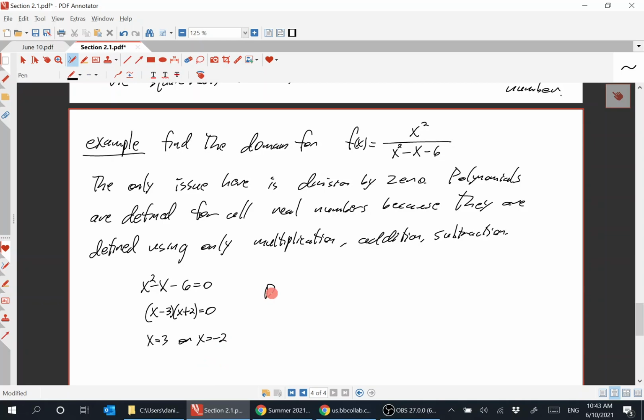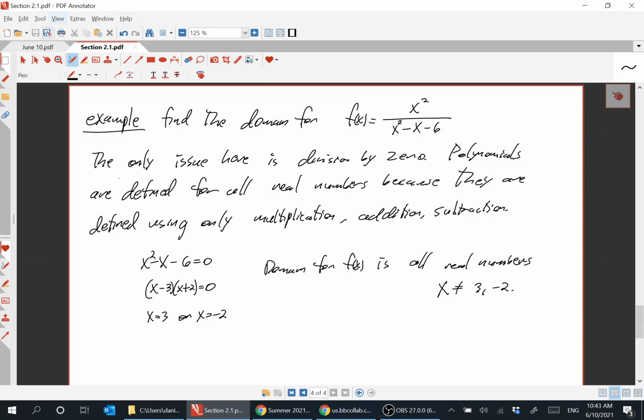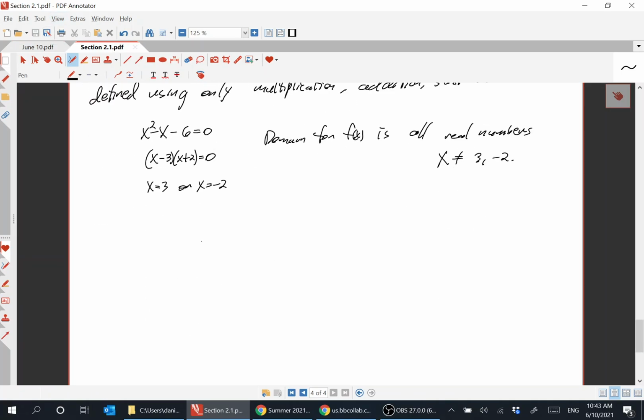Right, so the domain for f of x is all real numbers x not equal to 3 and negative 2. So as long as the number that I'm plugging into that function is not 3 or negative 2, I'm good to go. It'll be defined, right? Because the only problem I get with division is division by 0.